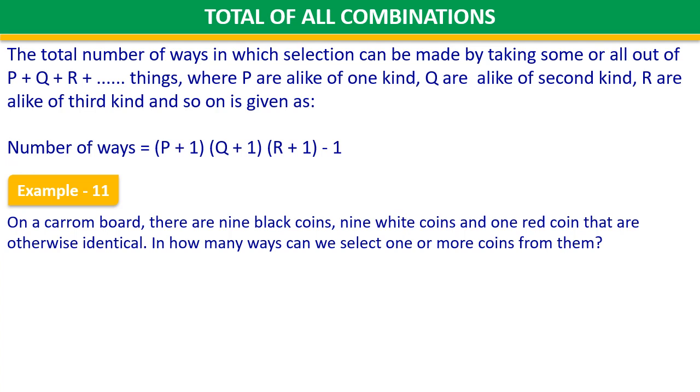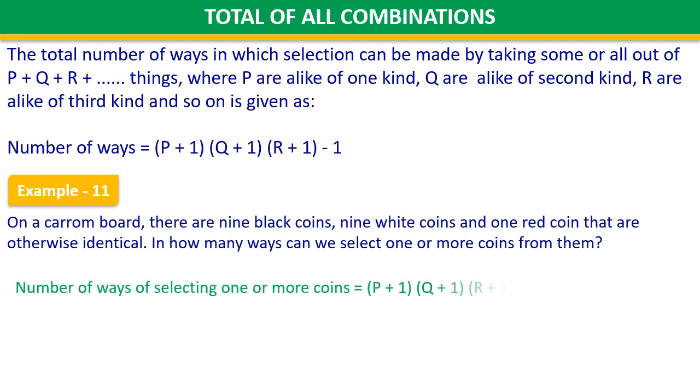On a carom board, there are 9 black coins, 9 white coins, and 1 red coin that are otherwise identical. In how many ways can we select one or more coin from them? Means here we have to find the total of all combinations. So we will apply this formula like this, where I will be doing 9 plus 1 multiplied by 9 plus 1 multiplied by 1 plus 1 minus 1. So that comes out to be total 199 combinations of selecting one or more coins.